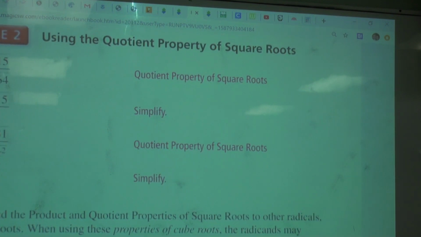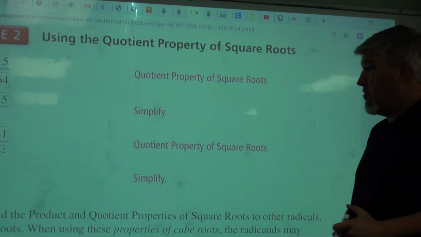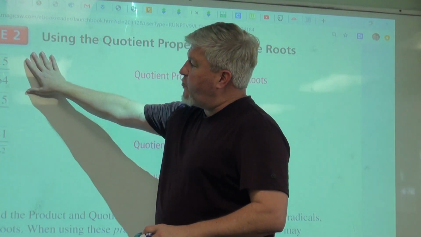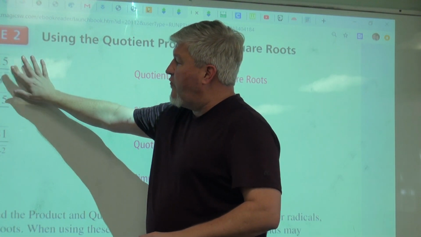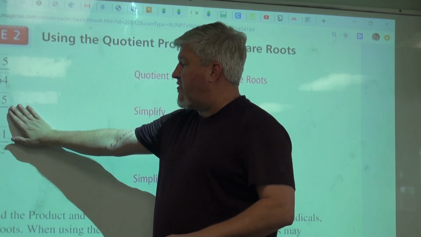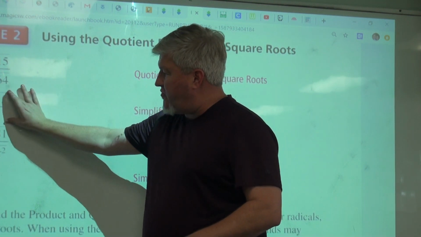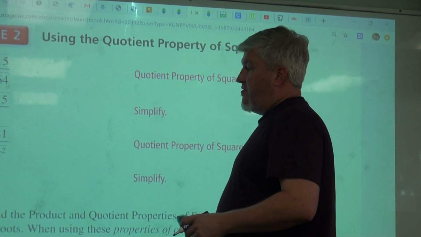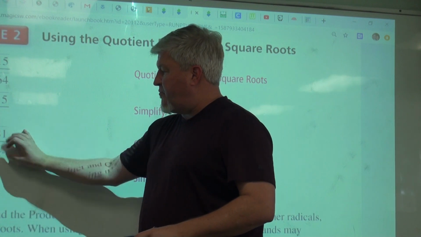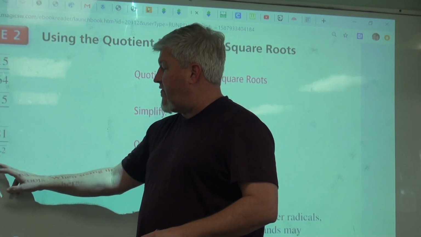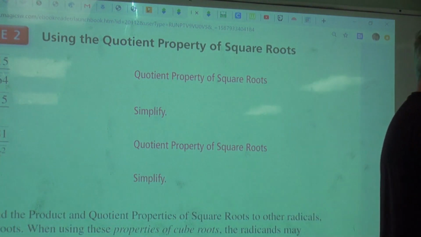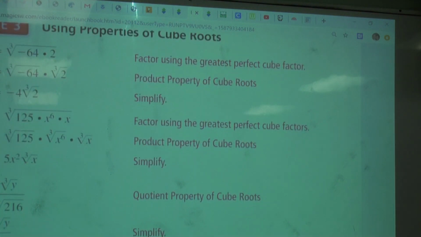So here's the quotient property of square roots. Notice here, you've got the square root of 15 over 64. You split the square root into the square root of 15 over the square root of 64. Square root of 15 cannot be reduced, but the square root of 64 is 8. And now that's your simplified form. Then in example B, they had square root of 81 over x squared. They split the square roots over both. The square root of 81 is 9. The square root of x squared is just x. It's pretty straightforward. That one's not too tough.